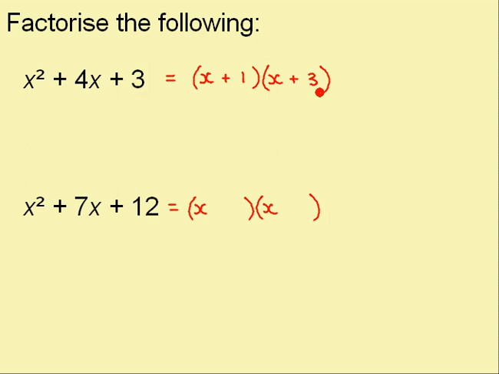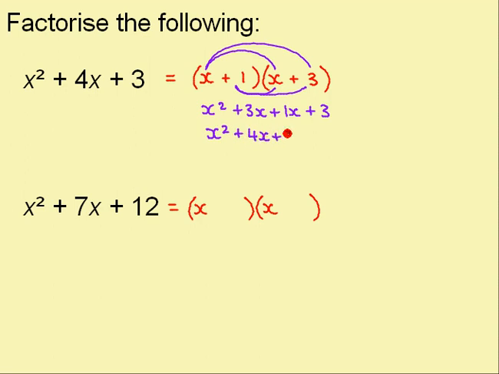Let me now check that this all works out to give me this. Simplifying gives me x squared plus 4x plus 3, which matches what I had here. Something else to notice is that from the 3 and the 1, I got a plus 3x and a plus 1x, and they added together to give me my plus 4x, which matches this here. So notice the 1 and the 3 here multiply to give me this 3, and they add to give me this 4. I'm going to use this as a method to help me find the numbers for this one.